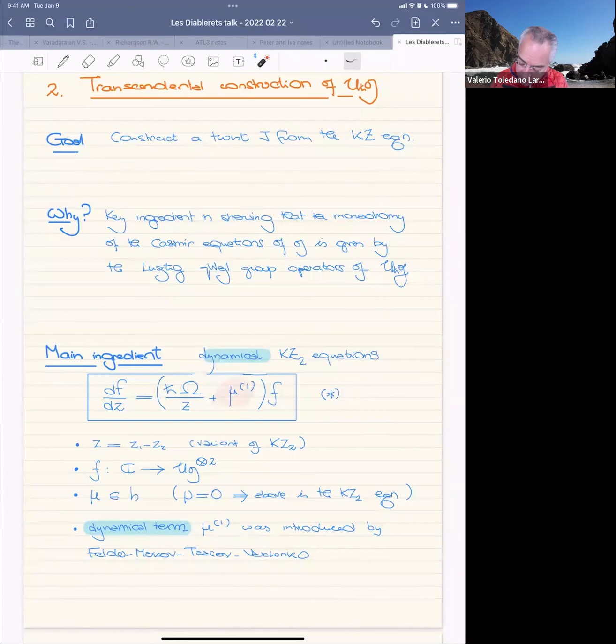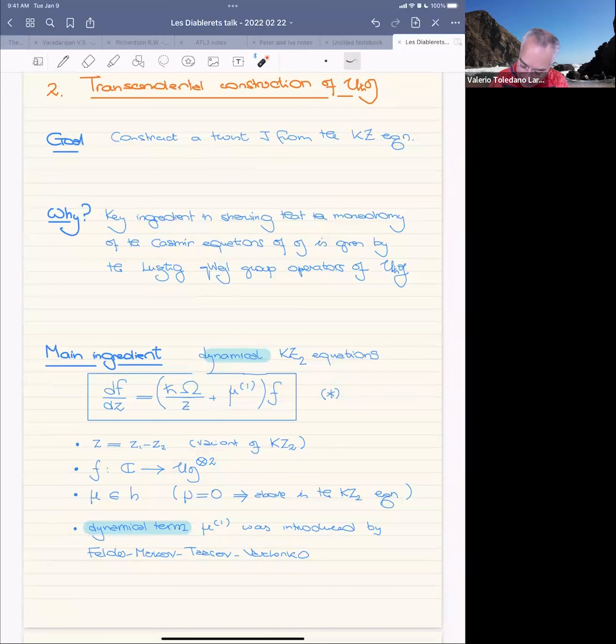Now we're adding a so-called dynamical term, where I'm fixing a point mu in the Cartan, and I'm letting it act on the first tensor copy. So these KZ equations are valued in UG tensor UG. Okay, so I've added this mild term here.